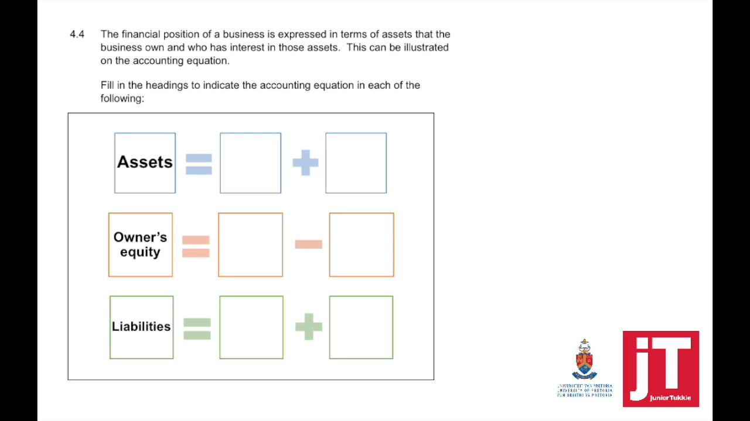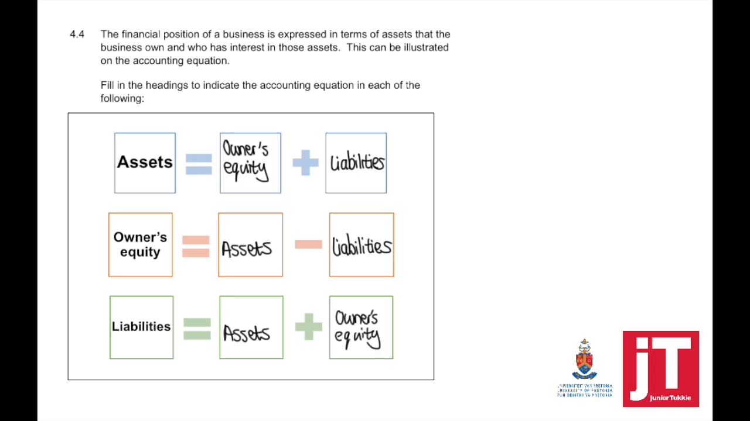Question 4.4. The financial position of a business is expressed in terms of assets that the business owns and who has interest in those assets. This can be illustrated on the accounting equation. So if we look at fill in the headings to indicate the accounting equation, this is what I said earlier, that the accounting equation can be shown in different ways. If we look at assets, it equals owner's equity plus liabilities. Owner's equity, so that we can find out the net worth of the owner, is our assets minus liabilities. And if we're looking at our liabilities, then we say liabilities equals assets minus our owner's equity.